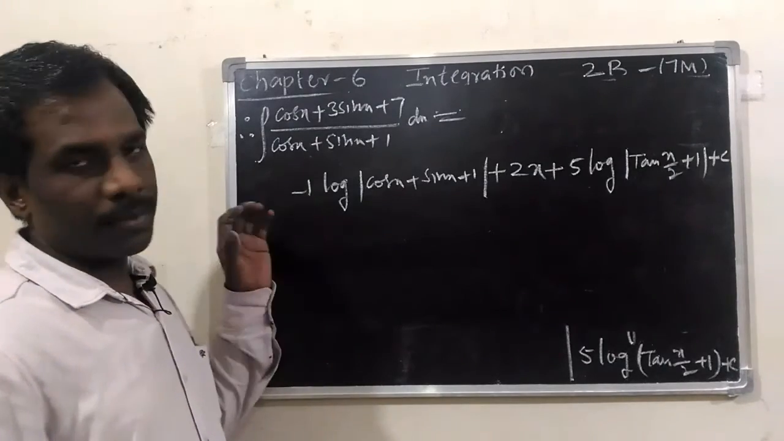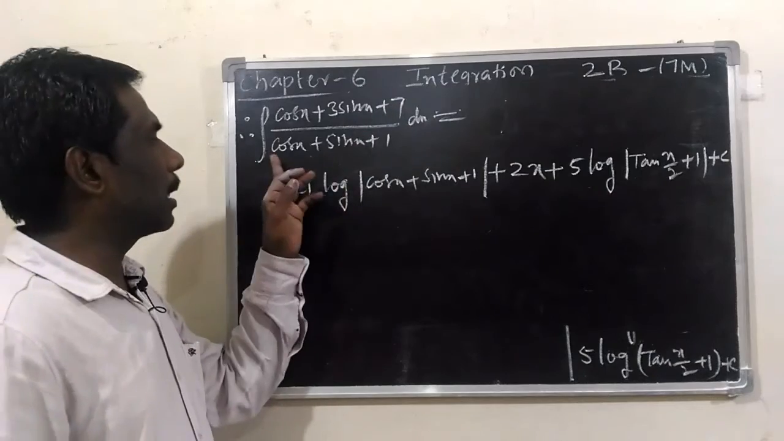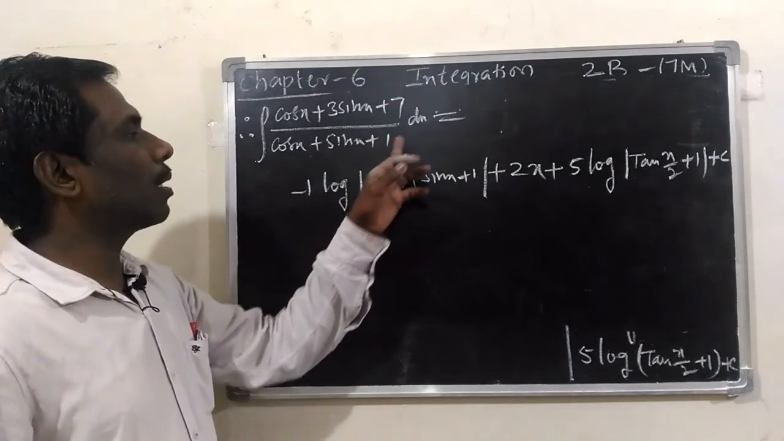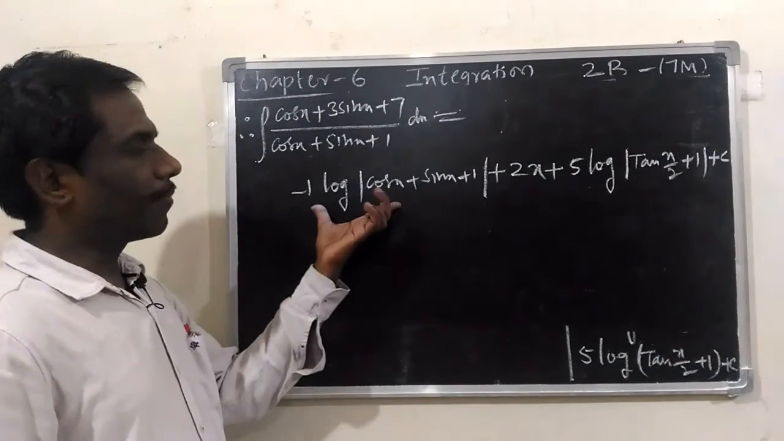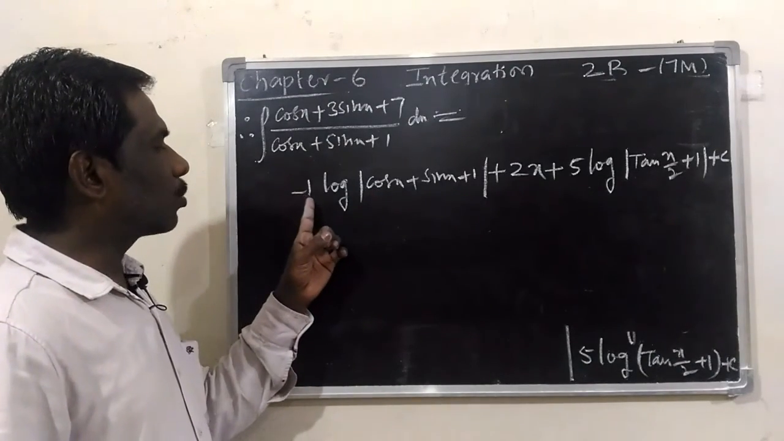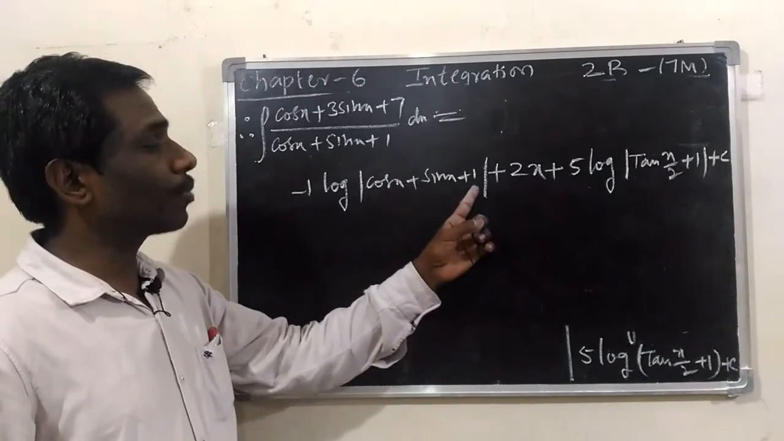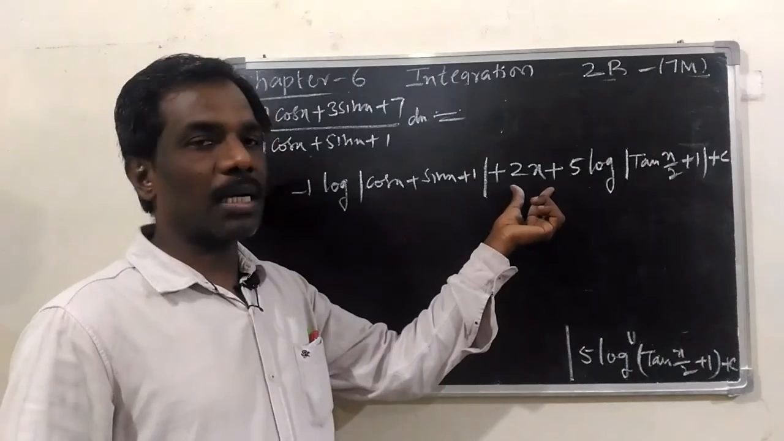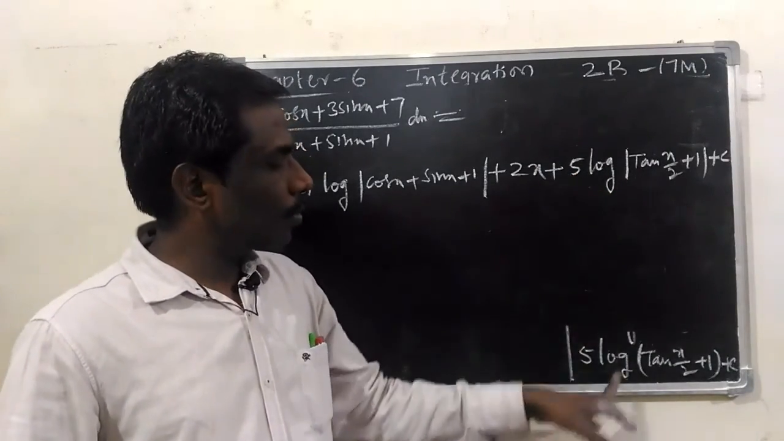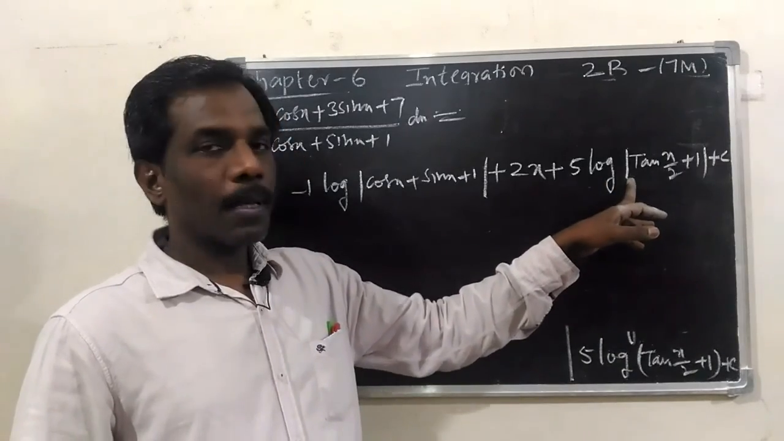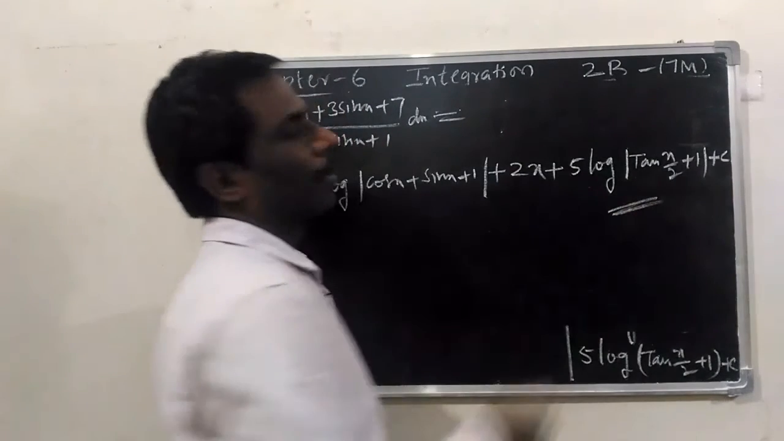Now the final result. The integral of cos x plus 3 sin x plus 7 by cos x plus sin x plus 1 dx, which is the question, is equal to: the first part is minus 1 into log mod of cos x plus sin x plus 1, plus the second part answer is 2x, plus the third part answer is 5 log of mod tan x by 2 plus 1, plus c. So this is the final result.